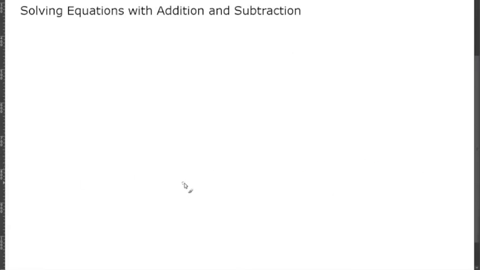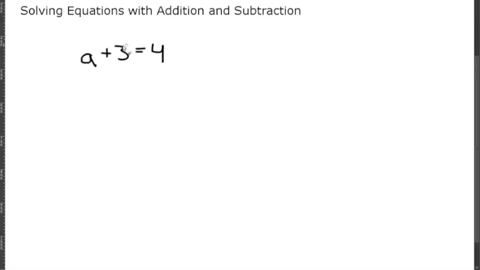Now let's look at how to use both the addition and subtraction property of equality to solve an equation. Let's say you're given an equation A plus 3 equals 4. Looking at this, we can already see that A has to represent 1 in this problem because 1 plus 3 equals 4. You can't add anything else to 3 and get 4. But let's look at how to solve this using the properties.